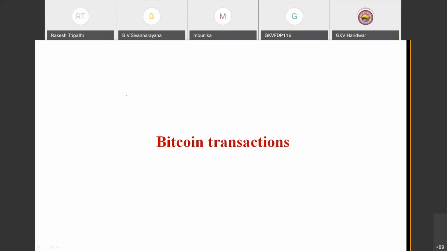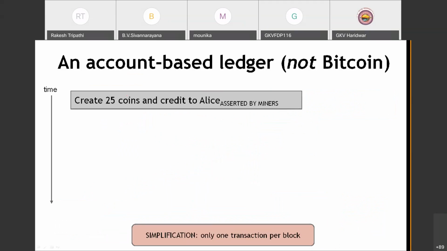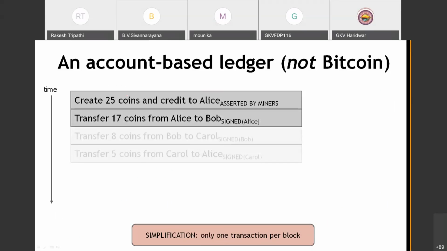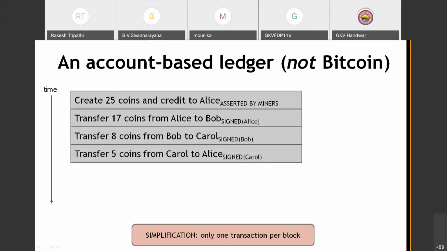Now, Bitcoin transaction. So we have seen that in Bitcoin, there is a distributed ledger, there is a blockchain, and that the same blockchain is distributed among all participants. And now we'll see what a Bitcoin transaction looks like. So there is something called an account-based ledger. Typically in our household, this is what we do. We can have 25 coin. It is credited to Alice and it is generated.